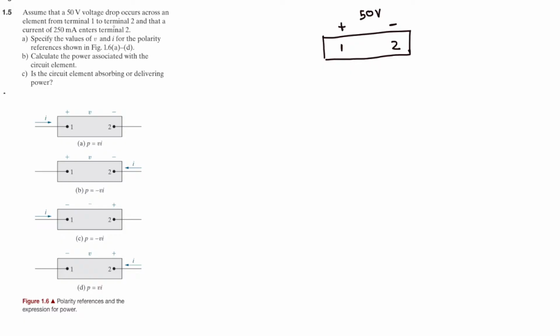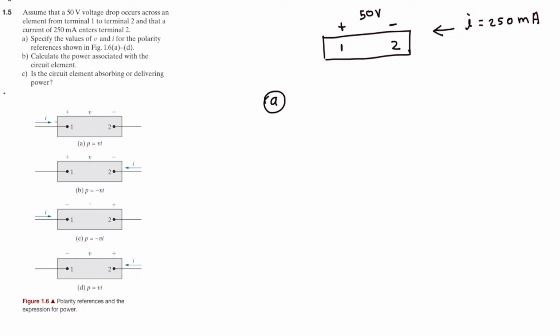And then they are saying that a current of 250 milliampere enters terminal 2. So the current is entering terminal 2, and that is 250 milliampere. I is equal to 250 milliampere. Okay, now let's do the A part based on this. A part is asking, specify the values of V and I for the polarity reference shown in figure 1.6 A to D. Let's look at the A part.